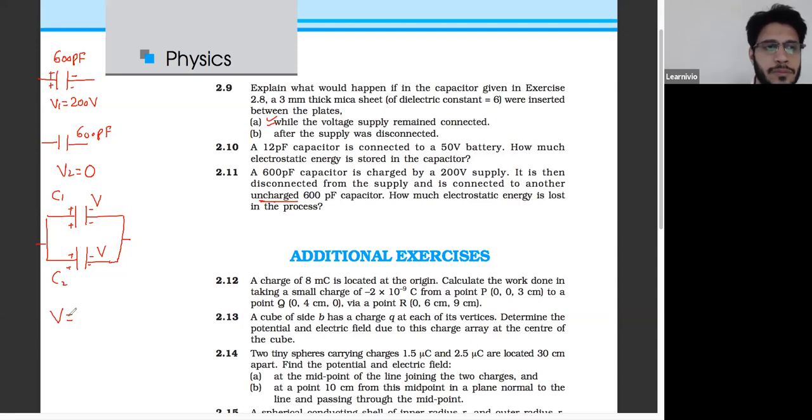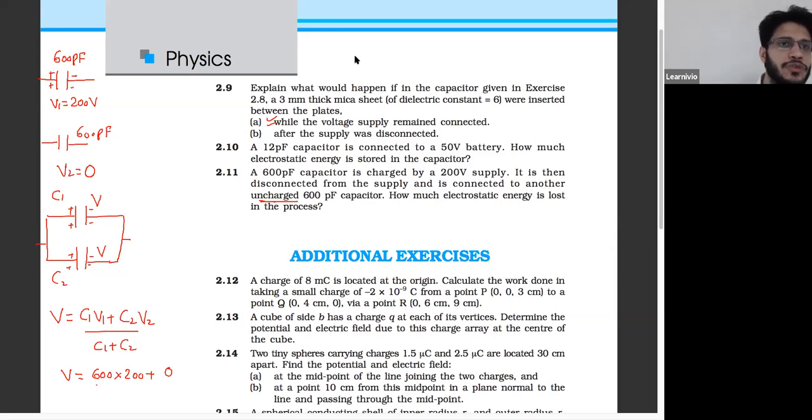It's C1 V1 plus C2 V2, over C1 plus C2. So your C1 is 600, V1 is 200, and since V2 is 0, that term is 0. But we have to convert units. So let's do unit conversion.